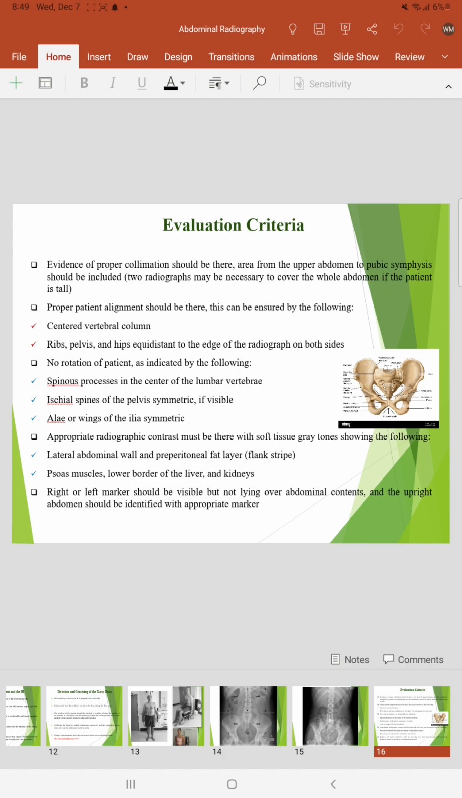Proper patient alignment should be there. This can be ensured by following: centered vertebral column, ribs, pelvis and hips equidistant to the edge of the radiograph on both sides. No rotation of patient as indicated by the following: spinous processes in the center of the lumbar vertebrae.